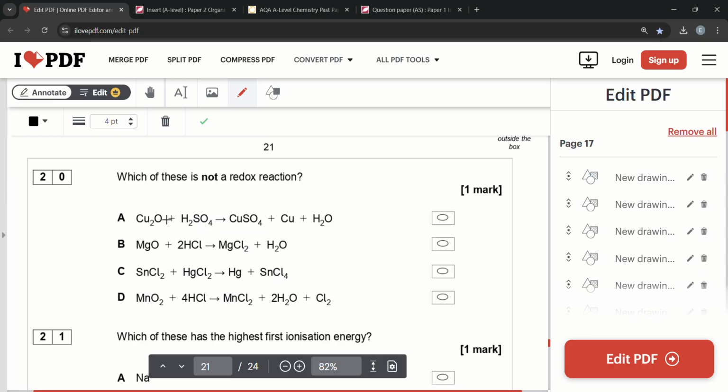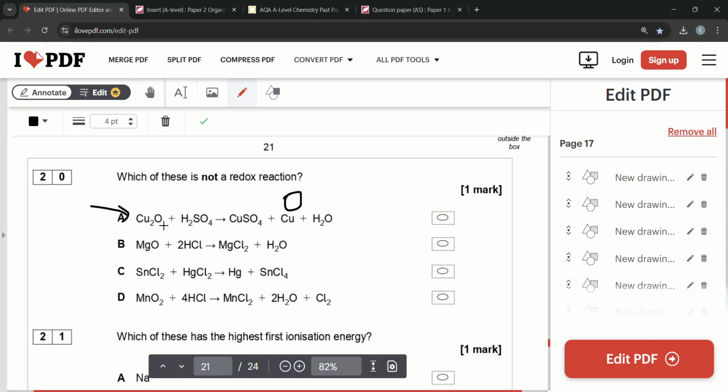And that's it. It's not a redox reaction. So what is a redox reaction? A redox reaction is when the oxidation state goes up and it goes down. That's why it's called redox, because it includes oxidation and reduction. So if we look at the oxidation state of copper, that's 0.